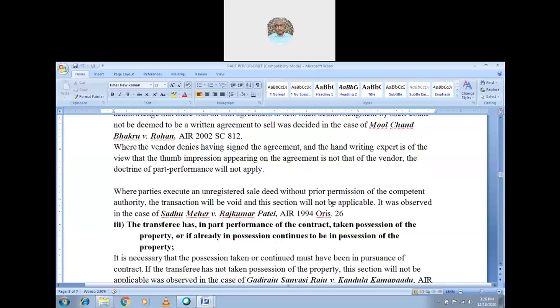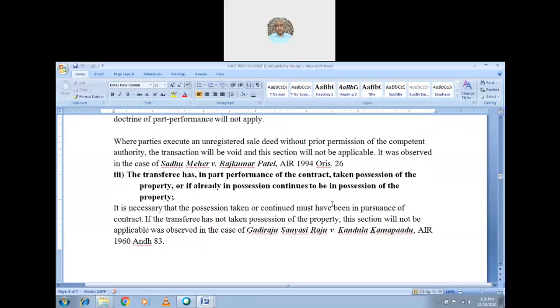Where parties executed an unregistered sale deed without prior permission of the competent authority, the sale will be void and the section will not be applicable. This means the authority should be competent enough to see that the sale is registered properly. It was observed in the case of Sadhu Meher versus Rajkumar Patel, AIR 1994 Orissa 26. So those are the second ingredients of Section 53A.